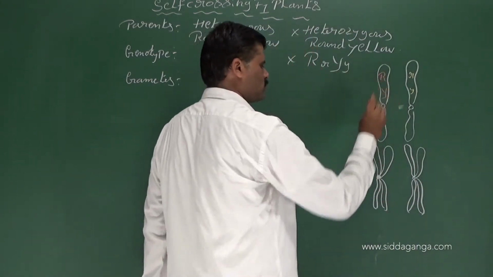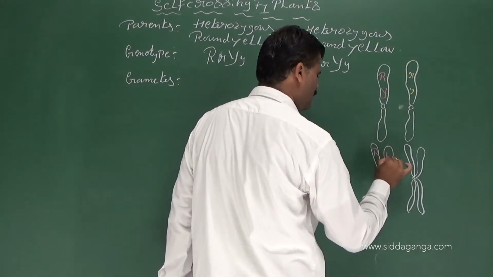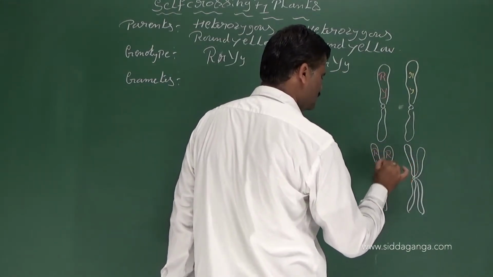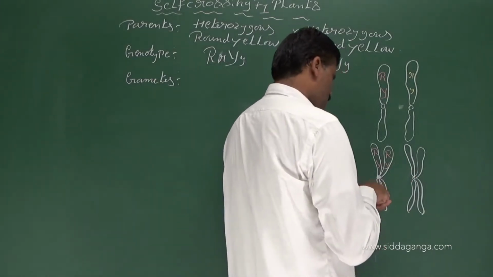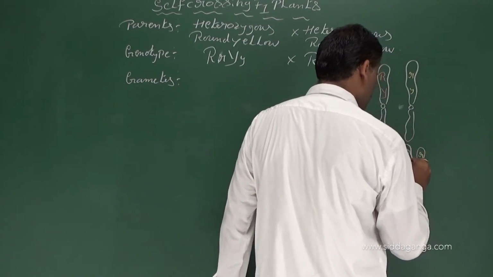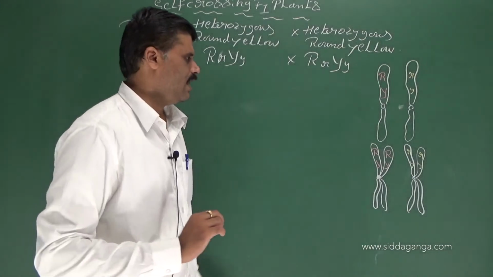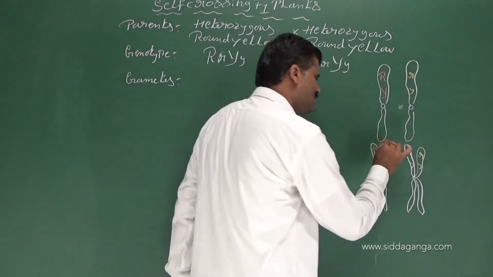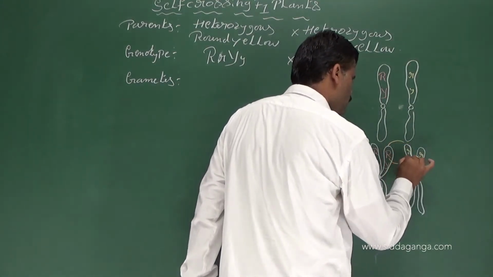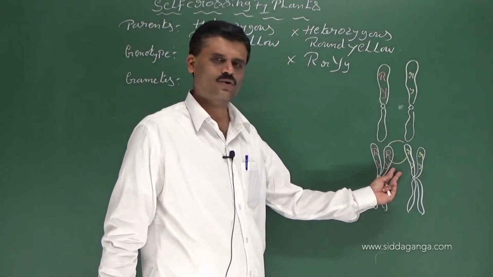Okay, this chromosome containing gene capital R multiplies, and it is the same: capital R, capital Y, and capital Y. Here, small r, small r, small y, small y, right? And now what happens? Exchange of genes occurs between non-sister chromatids of homologous chromosomes.